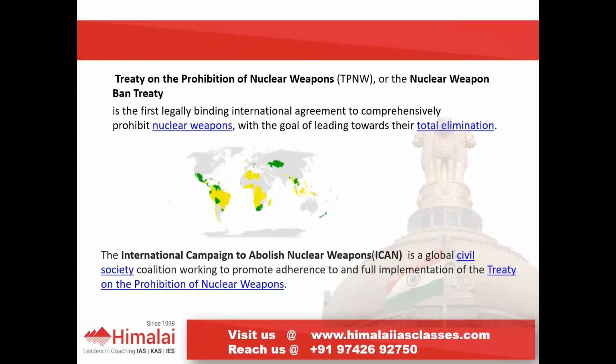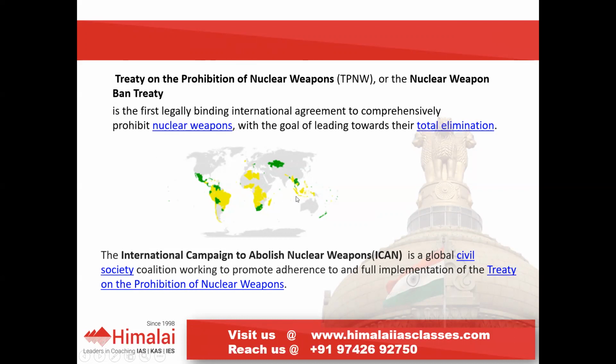And finally, we will see the treaty on complete prohibition of nuclear weapons, neither for civil purposes nor for military purposes. For no purpose should we use nuclear weapons, a complete ban. This is the first legally binding international agreement in the United Nations to comprehensively prohibit nuclear weapons with the goal of leading towards their total elimination. It is the Treaty on Prohibition of Nuclear Weapons, which came in 2017, also called the Nuclear Weapon Ban Treaty.